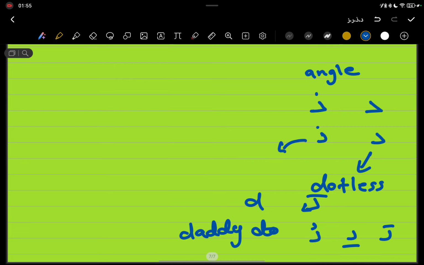Anyway, the second one is pronounced like the TH in the word the. Okay, so this is the, do. Same as daddy do, but if you had a lisp, the, do. Okay, so these are the angle letters.